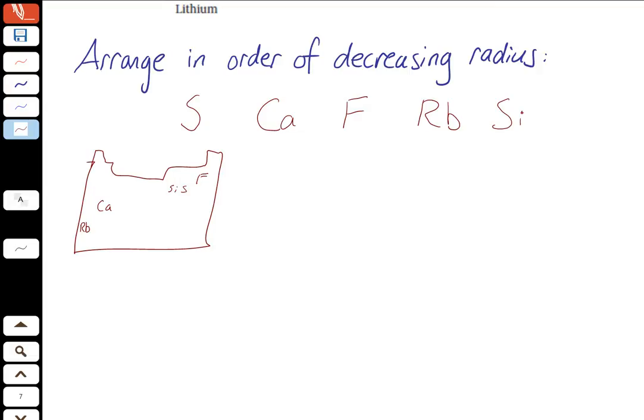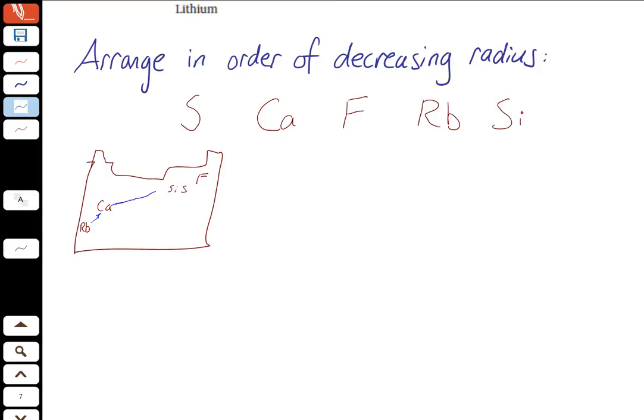So something like that. I know silicon and sulfur aren't right next to each other, but we just want a general idea. So we know the biggest ones are going to be the lowest and ones down to the left. So the trend is basically going to go in order that way. So rubidium we know is going to be bigger than calcium. Calcium having those 4s electrons is going to be much bigger than anything that's just in the third shell. So that's going to be the next one.